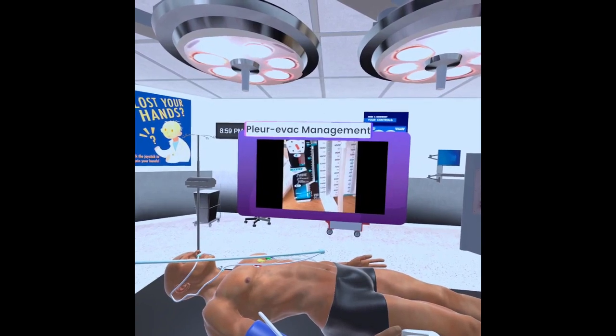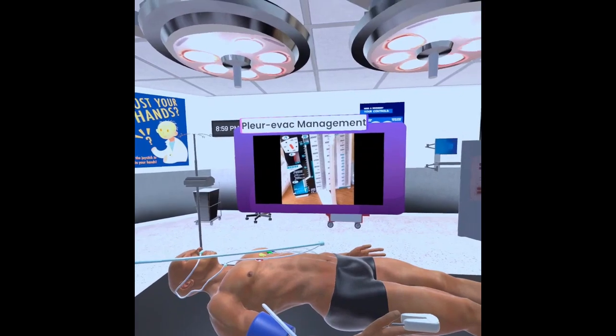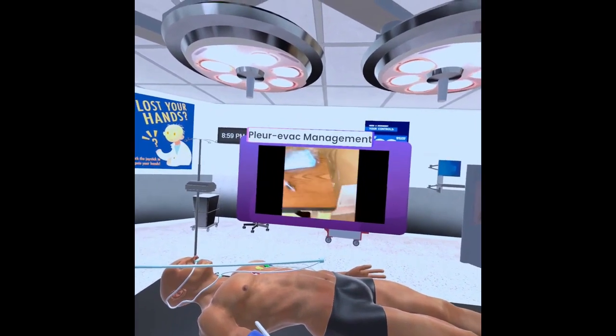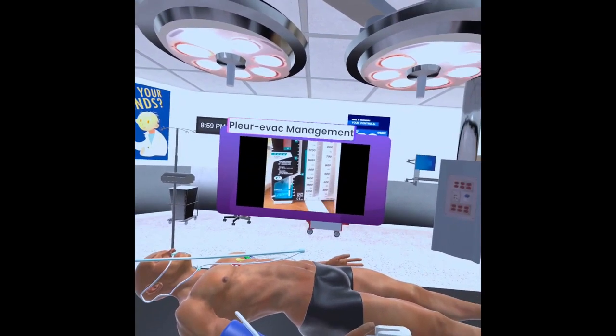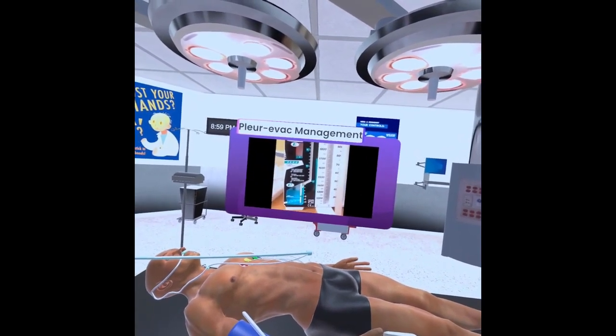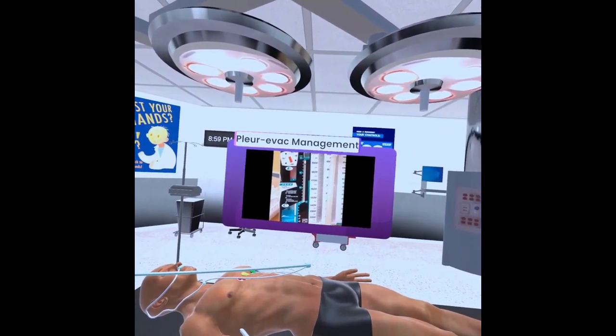So when the system has been put on water seal, we'll see tidaling as shown here. There's a little bit of an air leak there, but over time this should dissipate. And really what we want to see before the chest tube is removed is that there's tidaling without an air leak as shown here. At this point, it's probably safe to remove the chest tube. So at this point, we would proceed with chest tube removal.